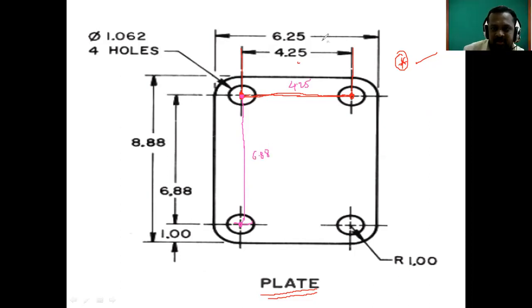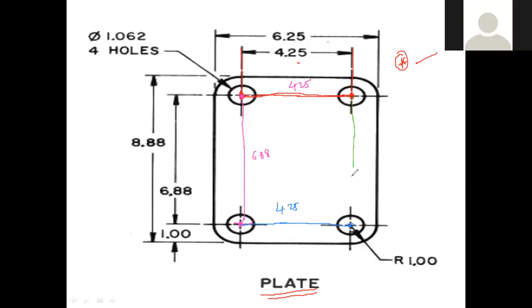Then tell me, what is this dimension? 4.25. Again it is the same. And what is this dimension? 6.88. That means first we have to draw this rectangle, this outline part. Once we have drawn this, we already have the center points for the circles. From these center points we can easily draw the circles.